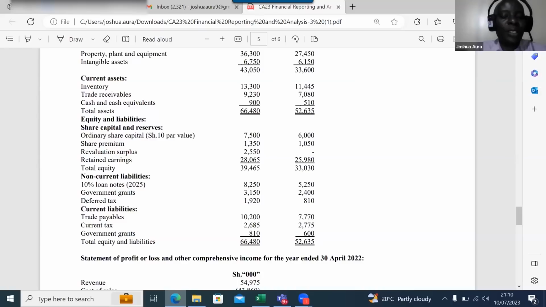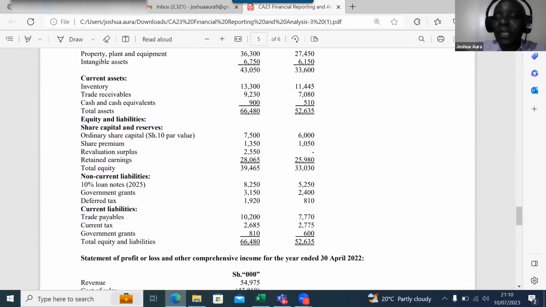Minus closing. So closing, what do I have, ladies and gentlemen? Closing is for this year. I can see the non-current government grant closing there is 3150. Plus 810. So you consolidate those, you add them up.